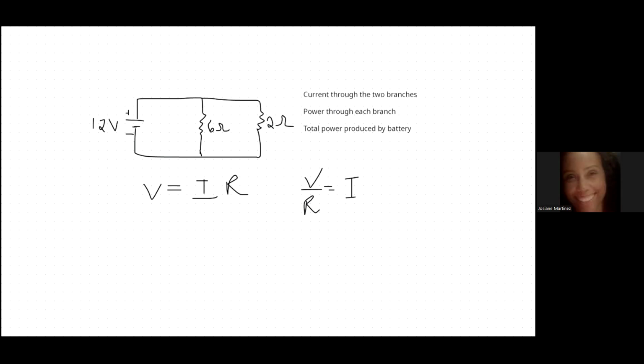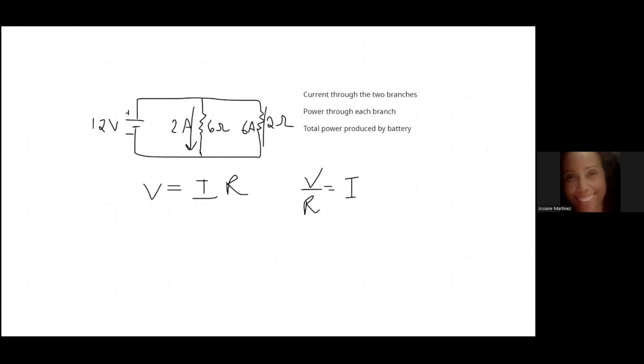12 volts is across this resistor, and I'm going to have a 6 ohm resistance. So that's a total current of 2 amps, flowing this way from higher voltage to lower voltage. Now, for the 2 ohm resistor, you see it's going to be much larger. It's going to be 6 amps.